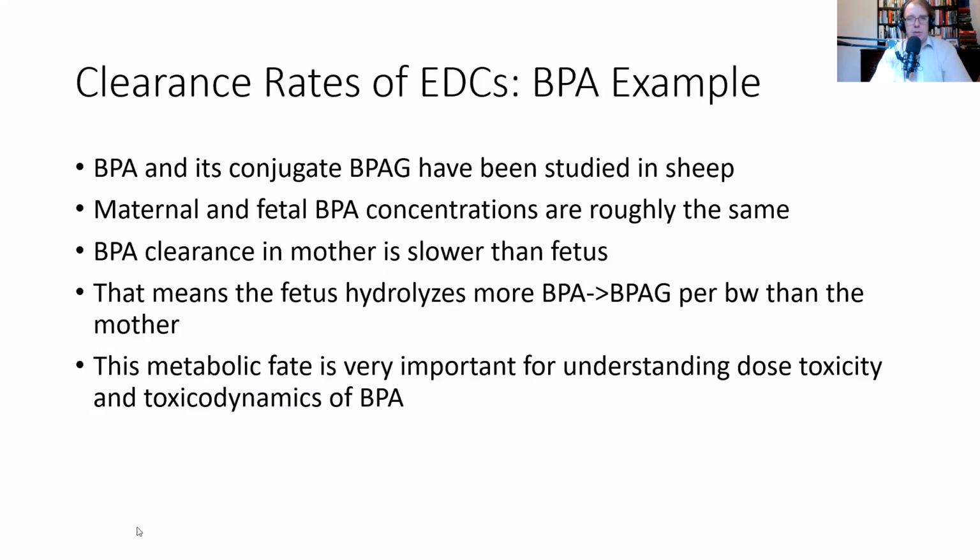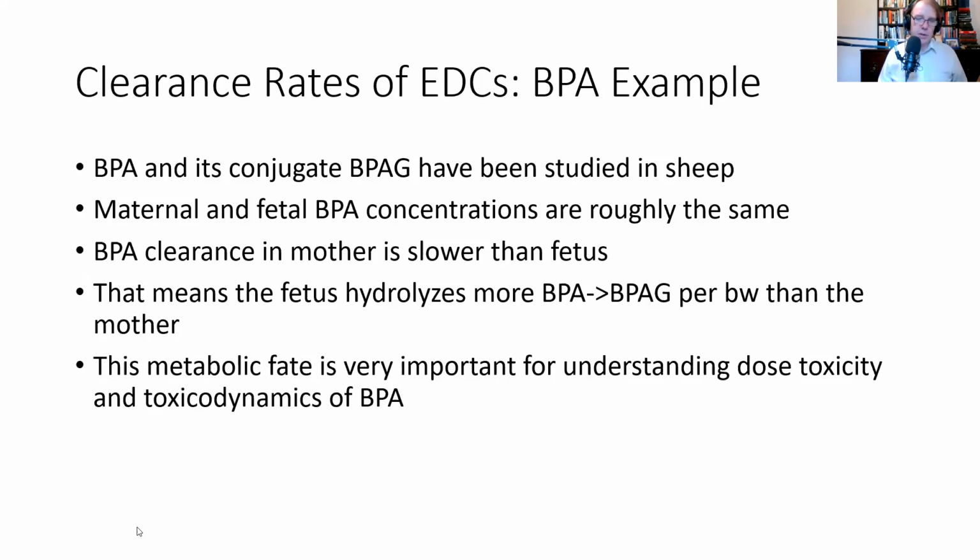The clearance rates of environmental toxins, the EDCs. BPA is a good example, and it's an important lesson here because BPA breaks down into a conjugate form known as BPAG, and it's hydrolyzed by the body. By hydrolysis, it actually changes into the form that has a great endocrine disruption effect, right? So BPA by itself is not an endocrine disruptor. There's a modification that occurs in the body called hydrolysis.